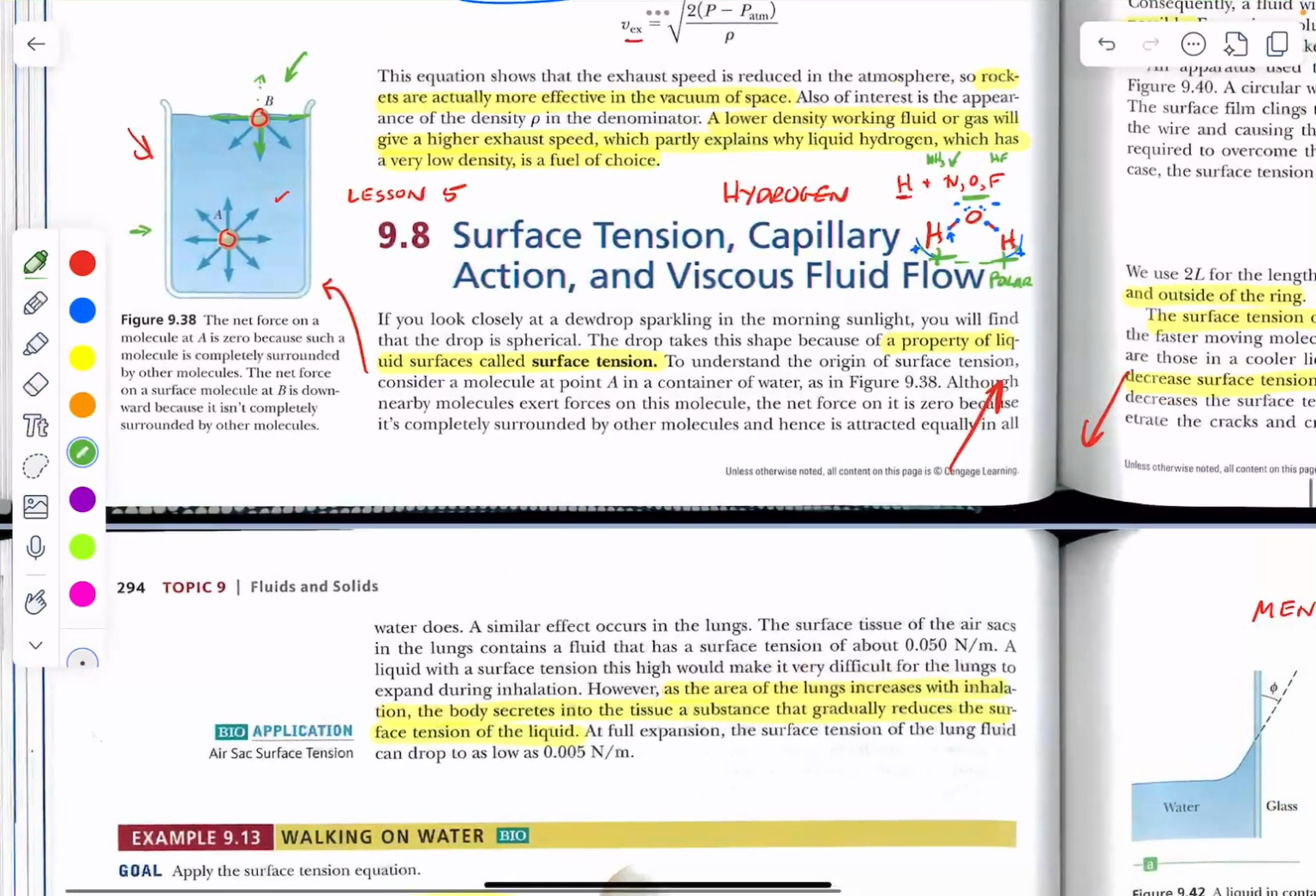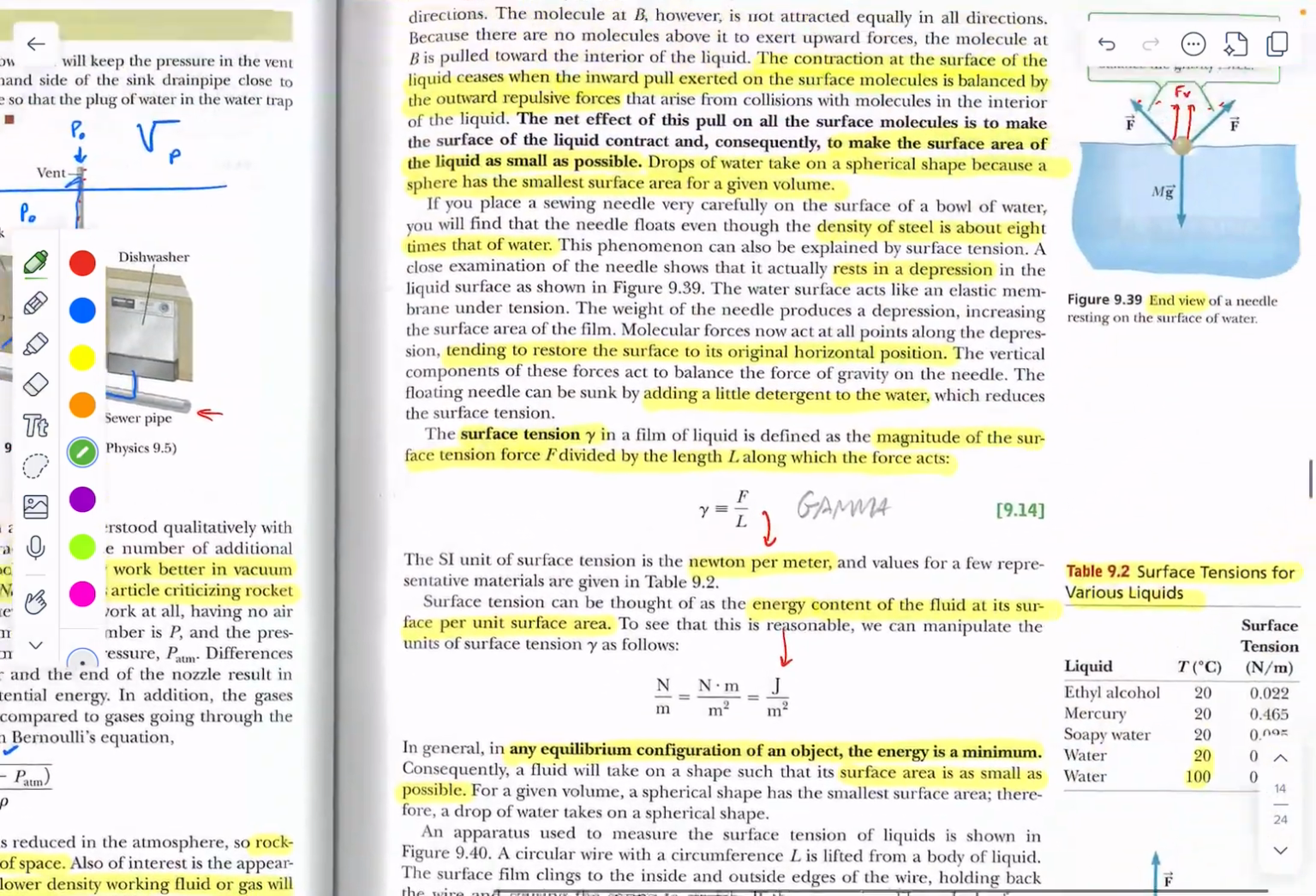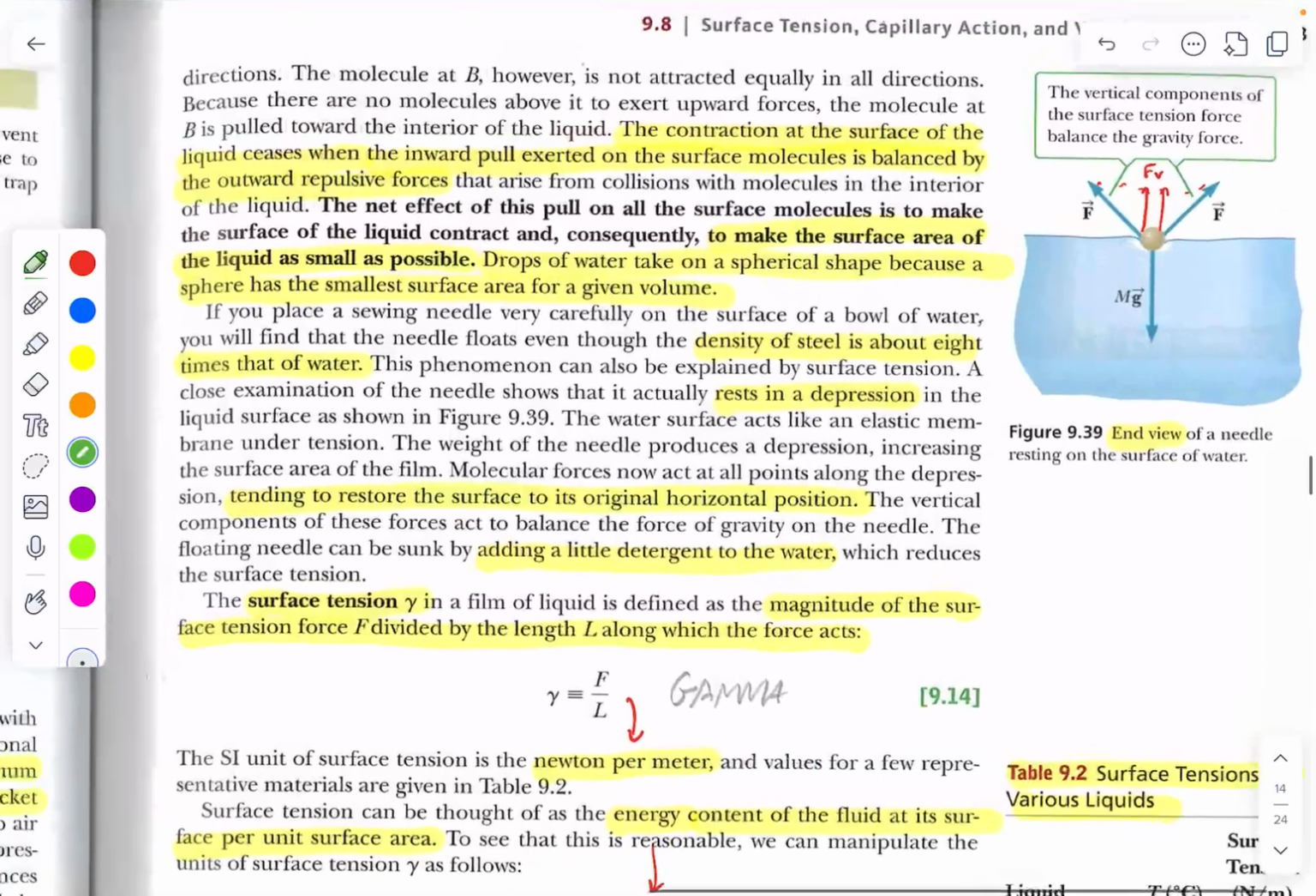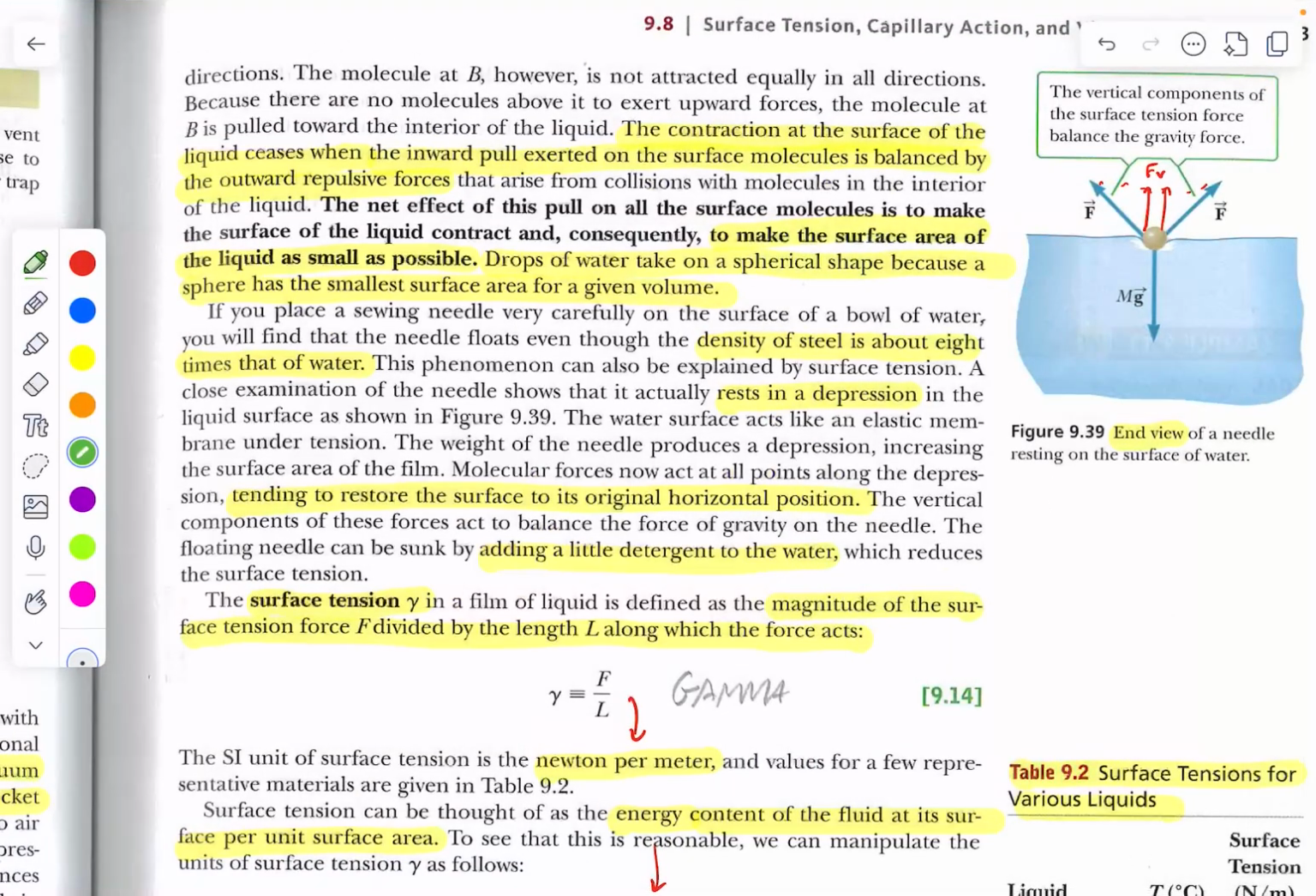It's almost like a thin film or membrane, though obviously not as dense as a thin film or membrane would be, but it sort of acts like it. Consequently, you can have insects walking across the surface of the water, and leaves can float on the surface of water. Here you have a needle.